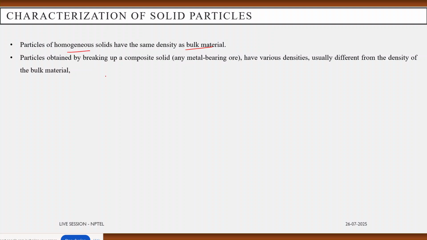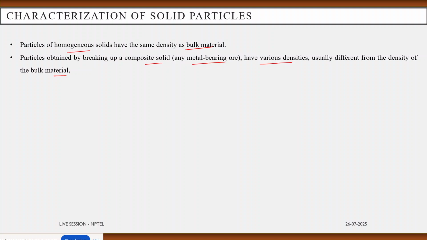So that's why it is mentioned that particles obtained by breaking up a composite solid, suppose any metal bearing ore having various densities, usually differ from the density of the bulk material. So when we are dealing with the bulk material and when we come down to the particle characteristics, these two cases are different from each other, because we cannot assume in an idealized case that all the particles are in homogeneous conditions and have the same characteristics as the bulk material. In the real case, it may vary.